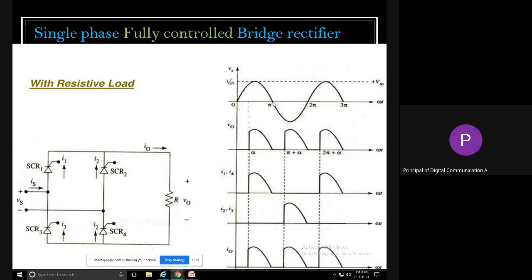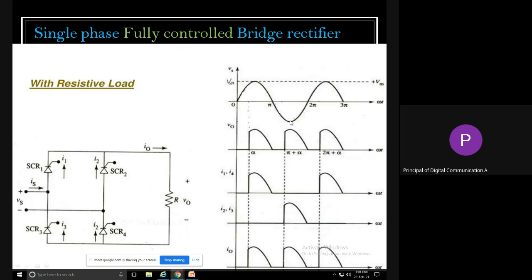But at pi, the input voltage becomes 0. As soon as it becomes 0, SCR1 and SCR4 go into reverse bias and they turn off. So what output voltage will you get? It is shown over here. See the cursor, I am just marking it out. So this is the output you will get.